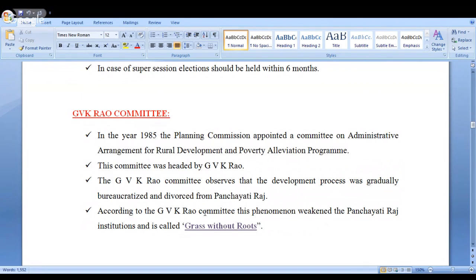All right. Rajiv Gandhi, very frequently during his speeches, used to say that we need to strengthen the grassroots democracy. That is nothing but he was referring to the Panchayat Raj system.